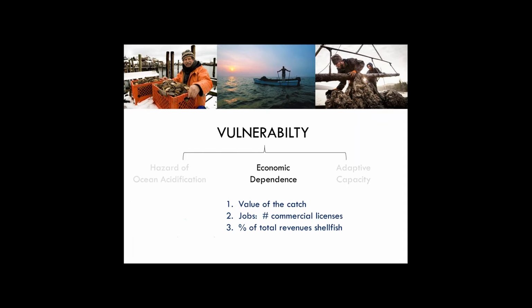The second component was economic dependence or sensitivity. I use those words interchangeably throughout this talk. And we created an index of economic dependence from 3 factors: the value of the catch, in this case shelled mollusks, an estimate for the number of jobs, which we used the number of commercial licenses as a proxy, and the percent of total fisheries revenues in a region that was attributed to shelled mollusks.